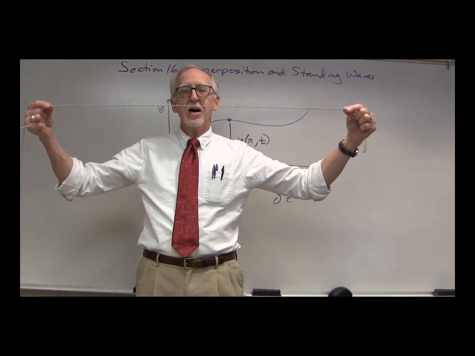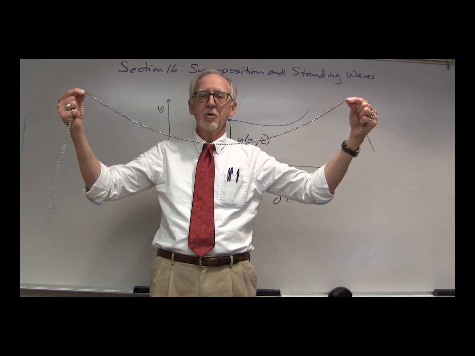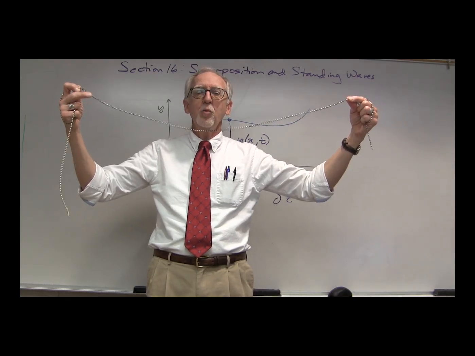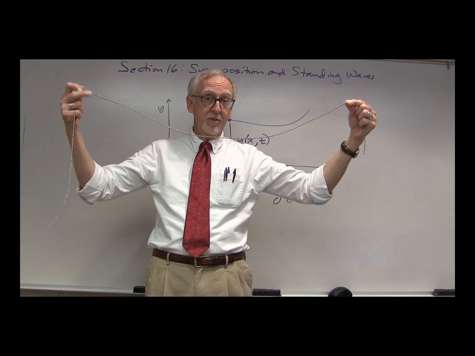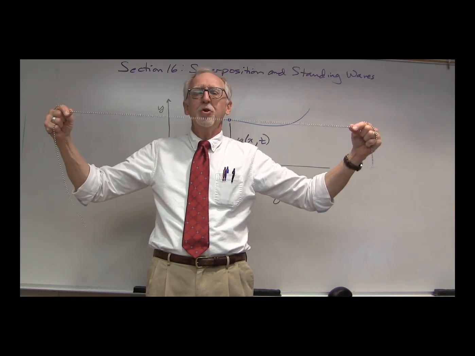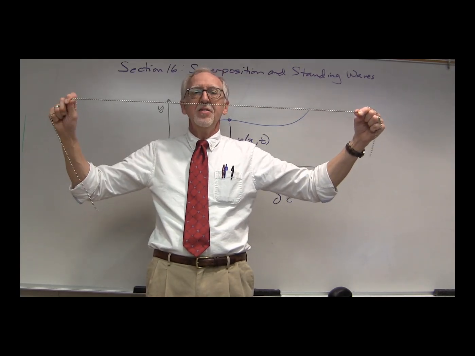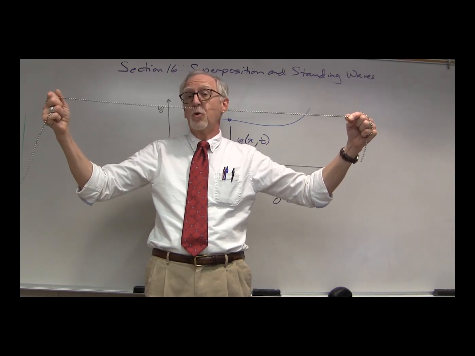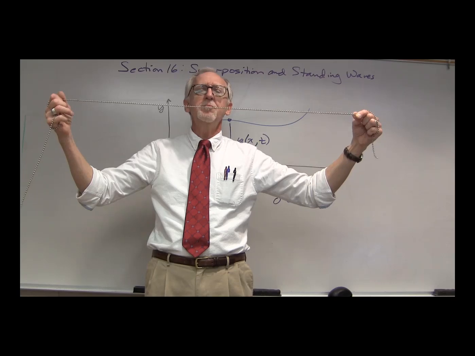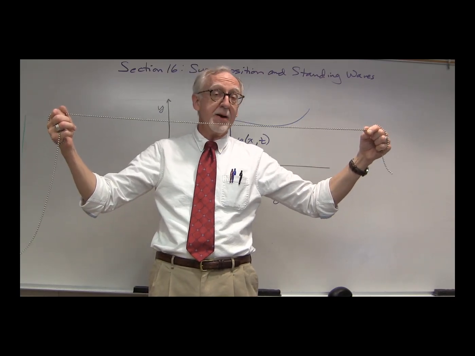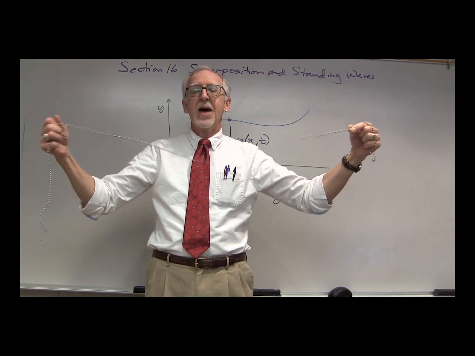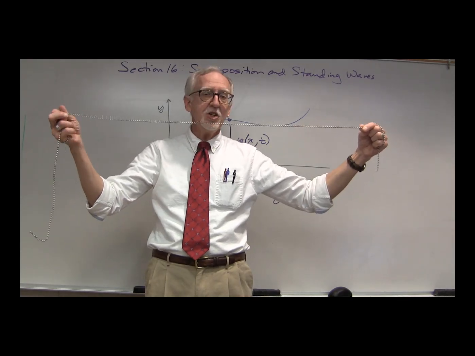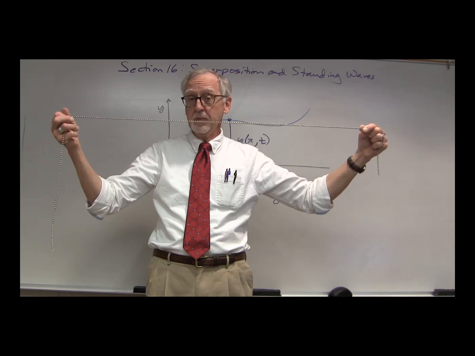If we have a very small tension, so if we imagine that this is very loose, then waves will move slowly because we'll have less force. But if I pull this very tight, then we would expect the waves to move more rapidly because there's more force. So the speed of the waves we expect to be dependent on the mass per unit length of the medium and also the tension that's in the medium.